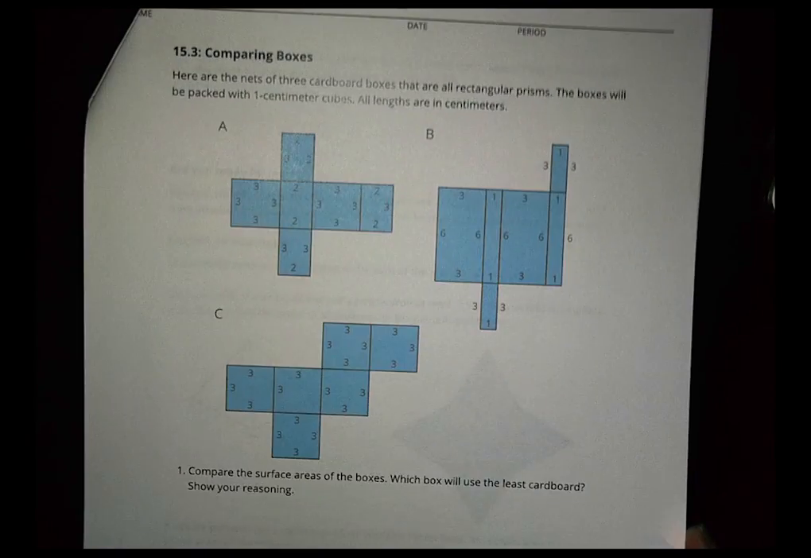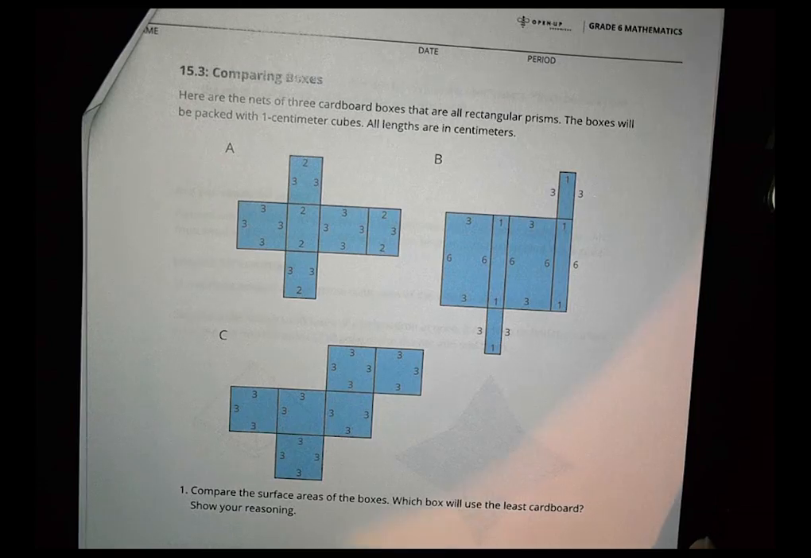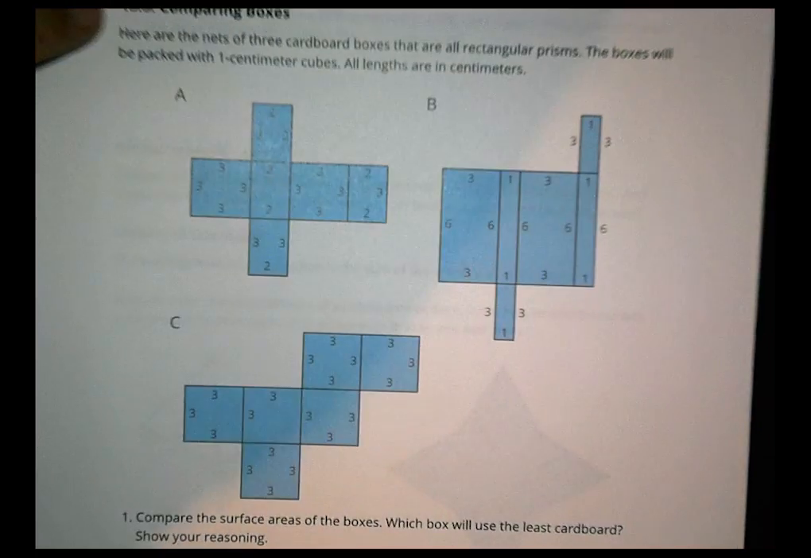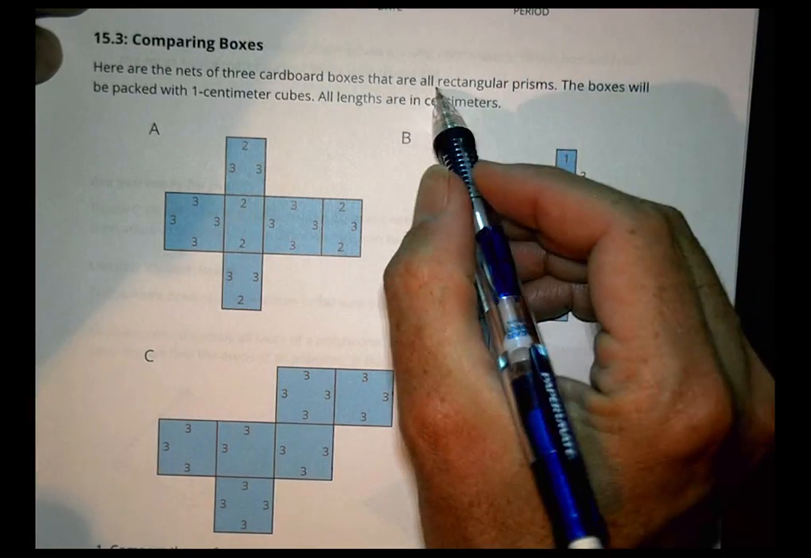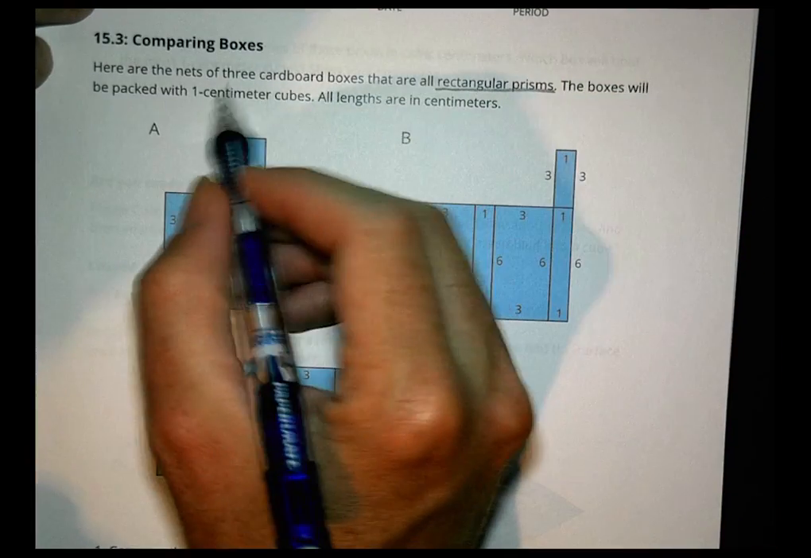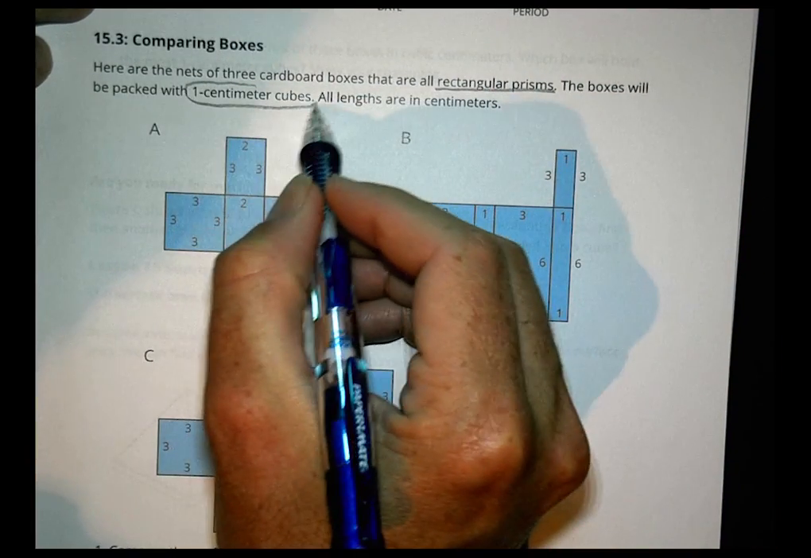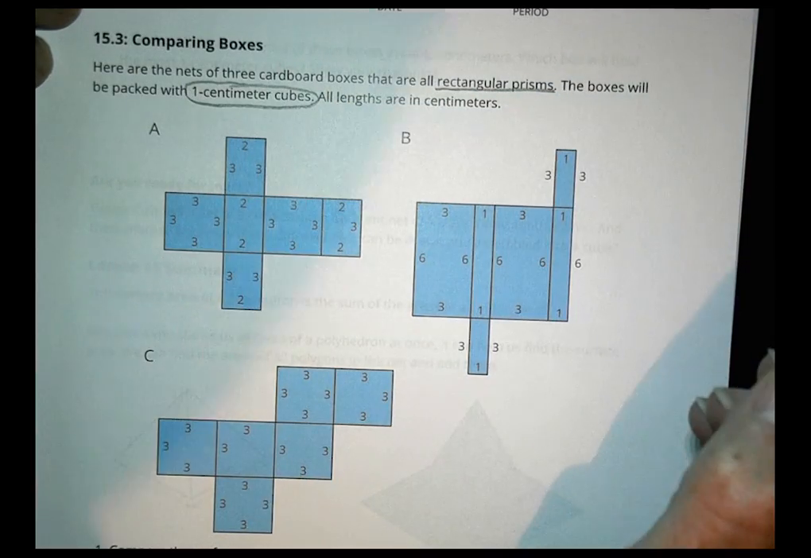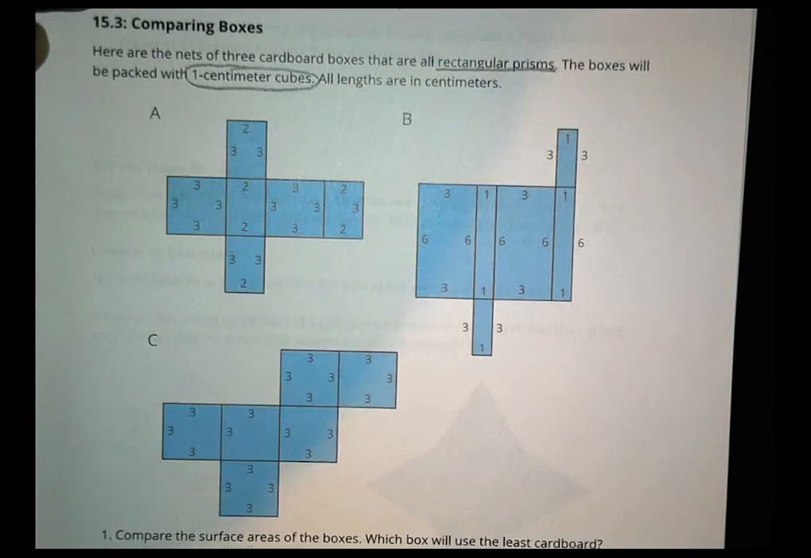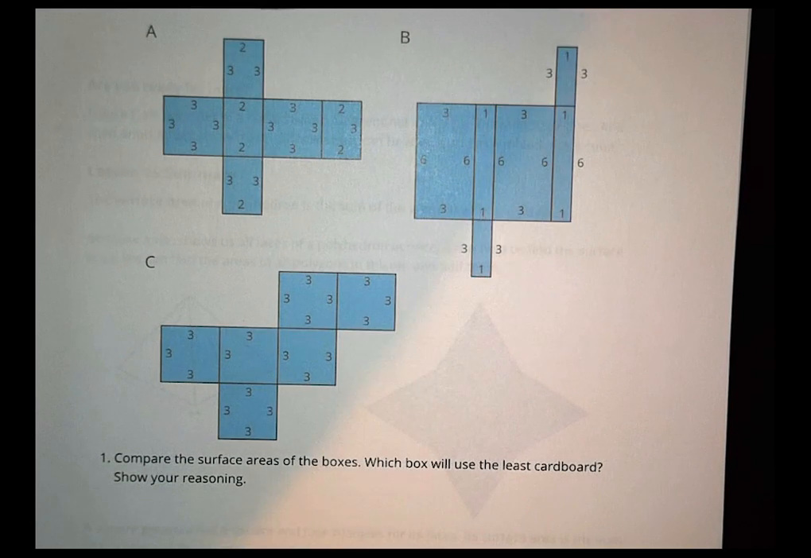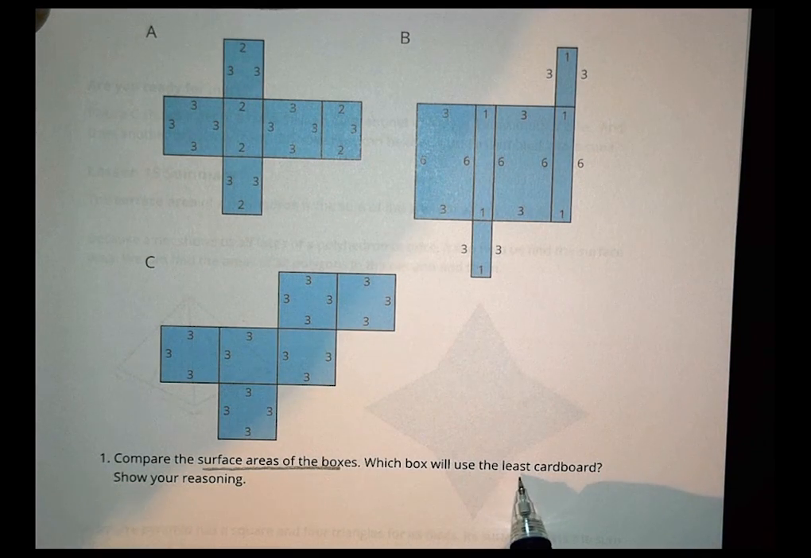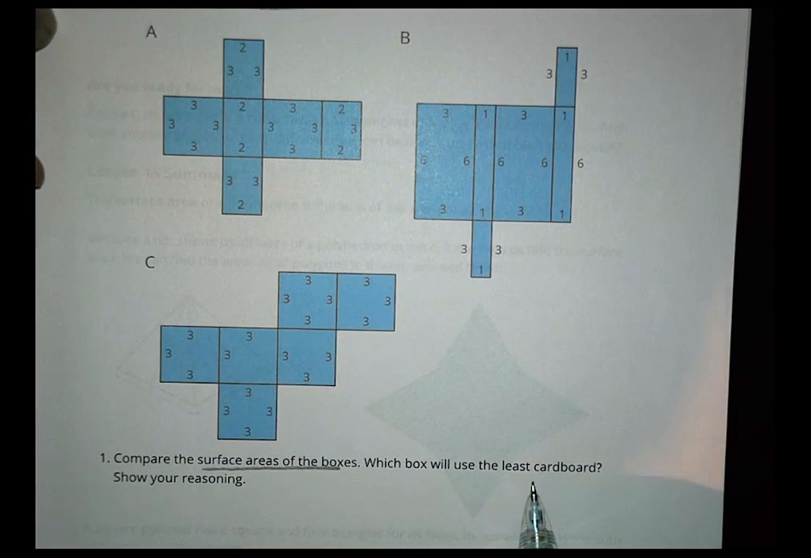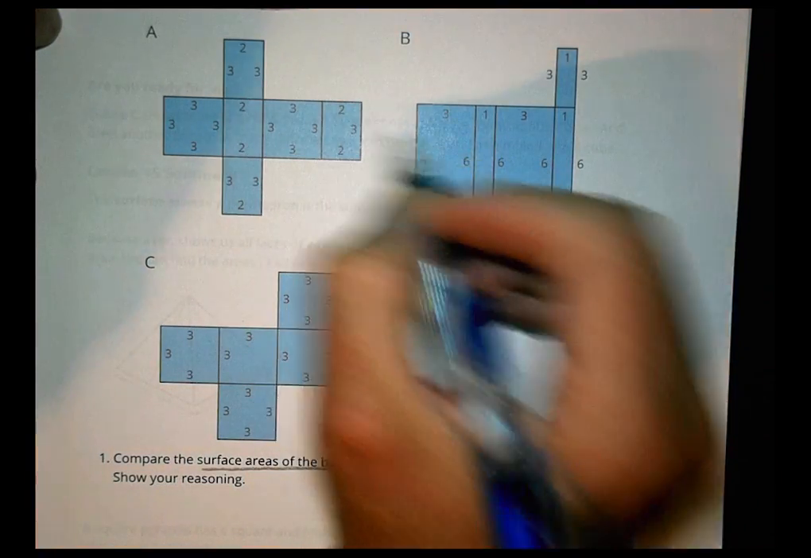Alright, so your third activity was about comparing boxes. It says, here are the nets of 3 cardboard boxes that are all rectangular prisms. The boxes will be packed with 1 centimeter cubes. So we're going to fill them up in a little bit here, and all the lengths are in centimeters. The first question says to compare the surface areas of the boxes. Which box will use the least cardboard? So we're talking about which box will use the least cardboard because that's going to be the surface area.